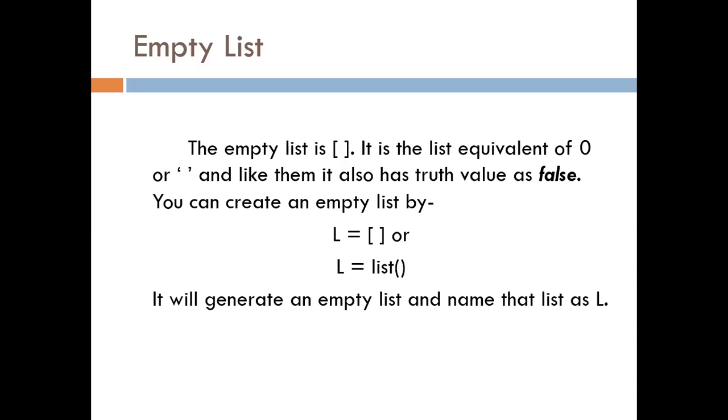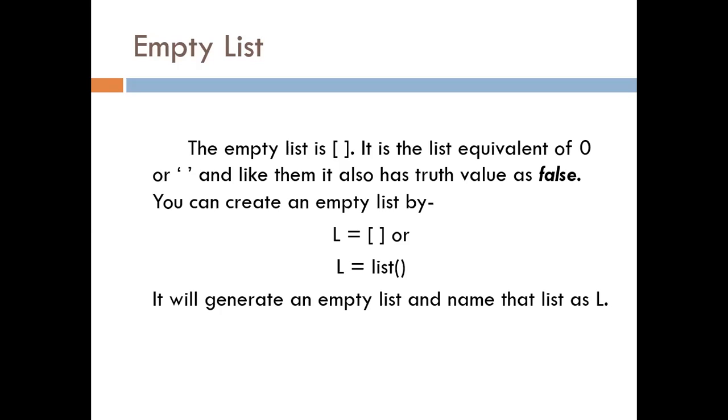Empty list. An empty list is open bracket, close bracket without any elements in the middle. It is equivalent to a zero or empty quotes, and like them, it also has a truth value of false.